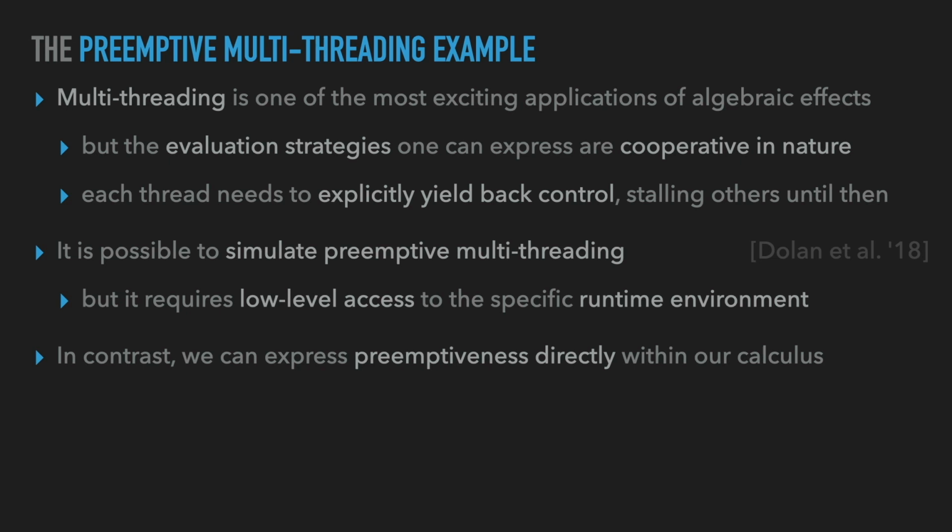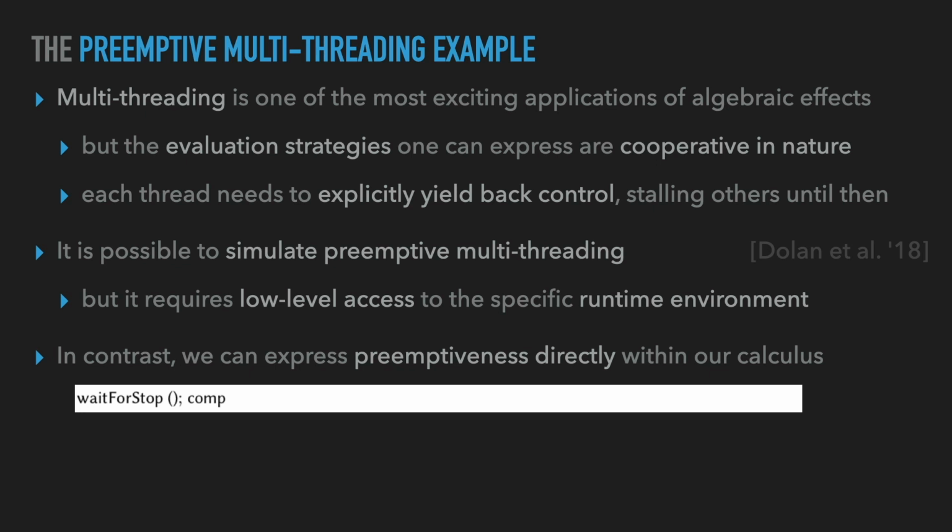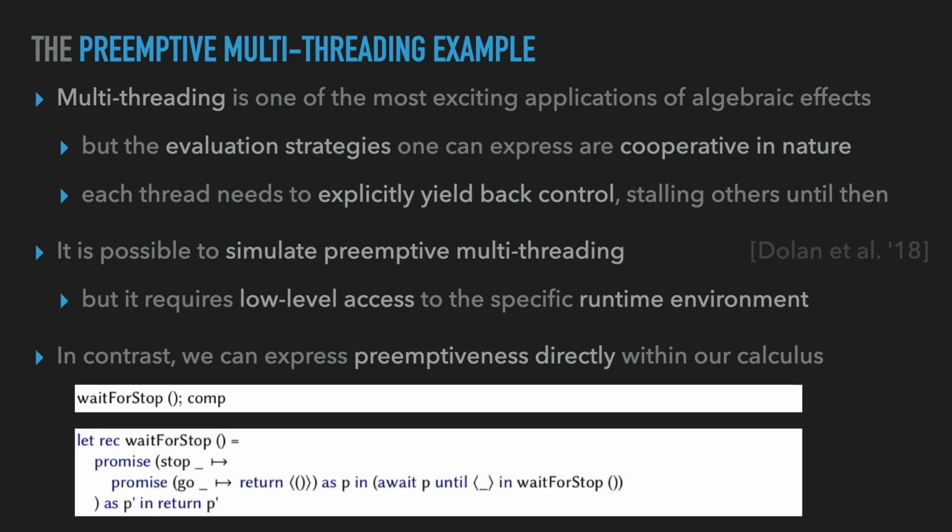And the way that we do it is simply by prefixing the computation that we want to run in a preemptive mode with a special function, where the special function is defined in terms of interrupt handlers for stop and go interrupts. Now, when we call this function, then first the interrupt handler for stop gets installed, but in such a way that we do not block any consequent computations, including the computation comp that we're interested in.